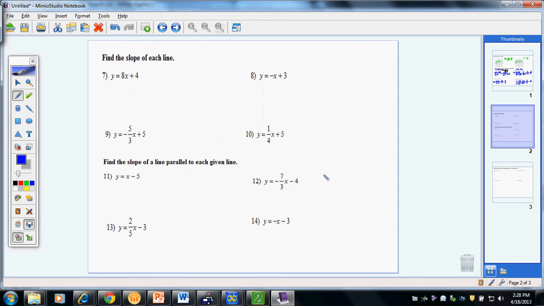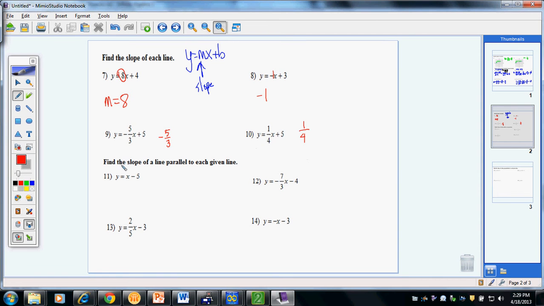Here, all of these equations are in slope-intercept form, where m is our slope. So in this case, we can identify immediately that our slope is 8. Our slope here is negative 1. Our slope here is negative 5/3. And our slope here is 1/4. Not bad, right?